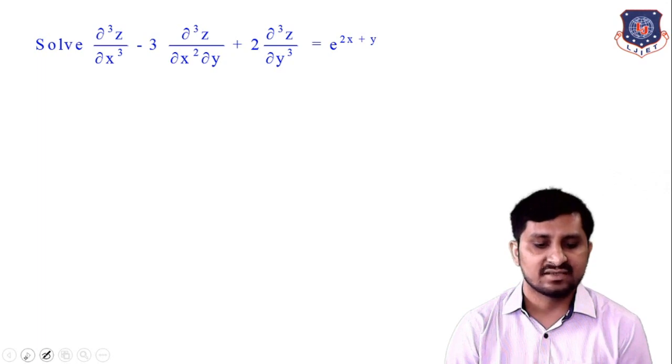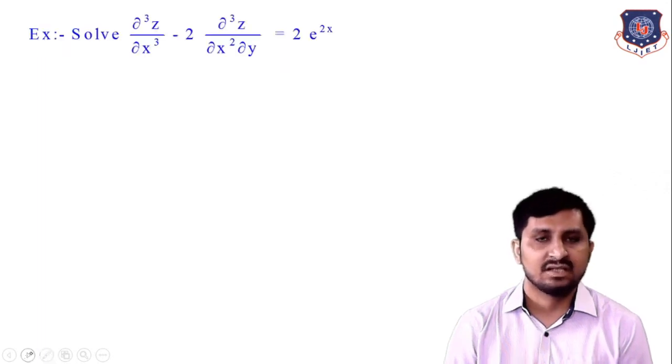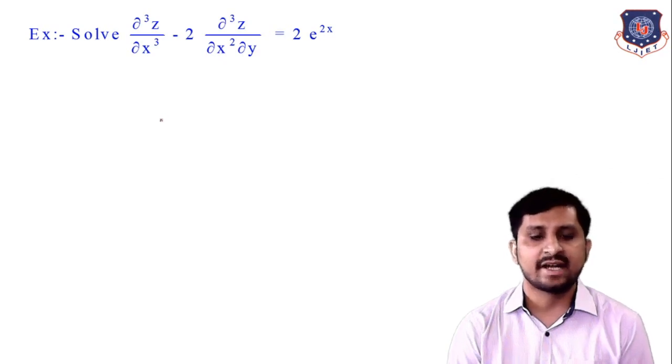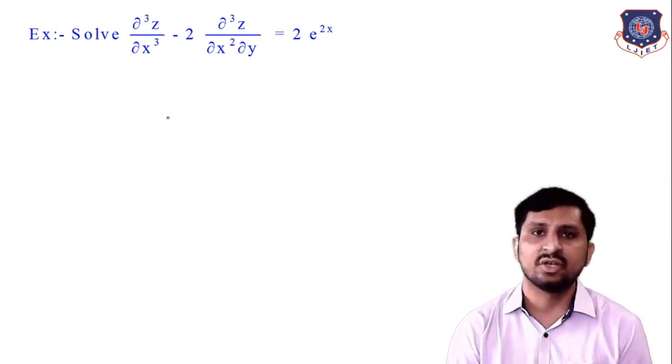Let's solve one more example. Second example: solve del cube z by del x cube minus 2 del cube z by del x square del y, that is equal to 2 into e raised to 2x. Let's see how we can solve. First we find the complementary function, and then we find the particular integral. And what is our general solution? The general solution is z is equal to complementary function plus particular integral.